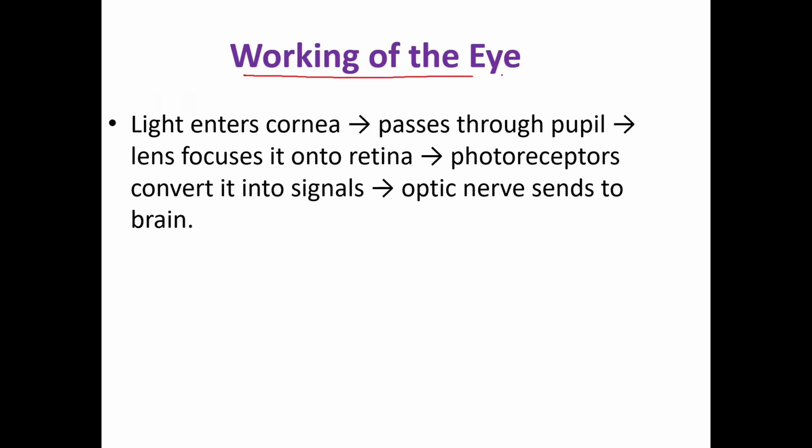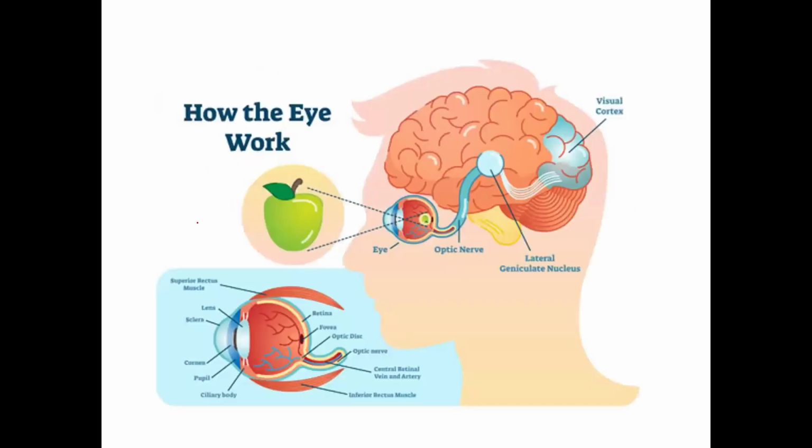Now the working of an eye. How does the eye work? Light enters the cornea first, passes through the pupil, the lens focuses it onto the retina, then it is sensed by photoreceptor cells and converted into a signal. Which kind of signal? An electrical signal. Then it is sent to the optic nerve, and sent to the brain.